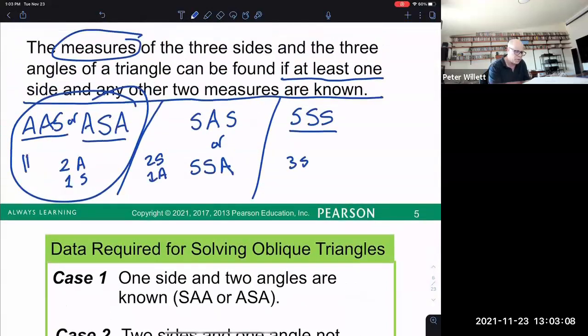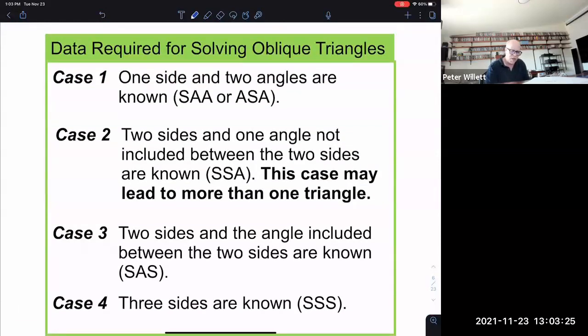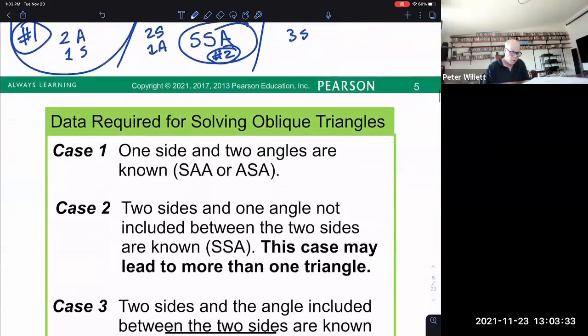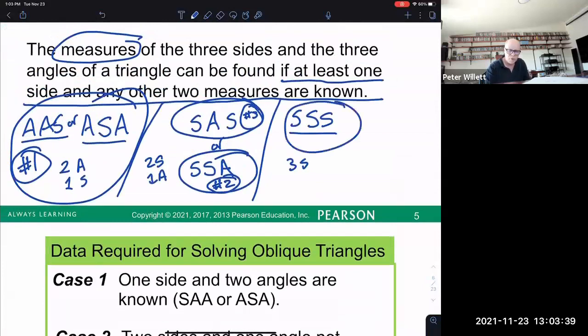So here's their number one, or their case one. Two sides are known, side, side, angle. So this is their number two, their case two. Case three, two sides and the angle included between them, side, angle, side. So this is their number three case. And then case four, three sides are known, SSS. That's number four.